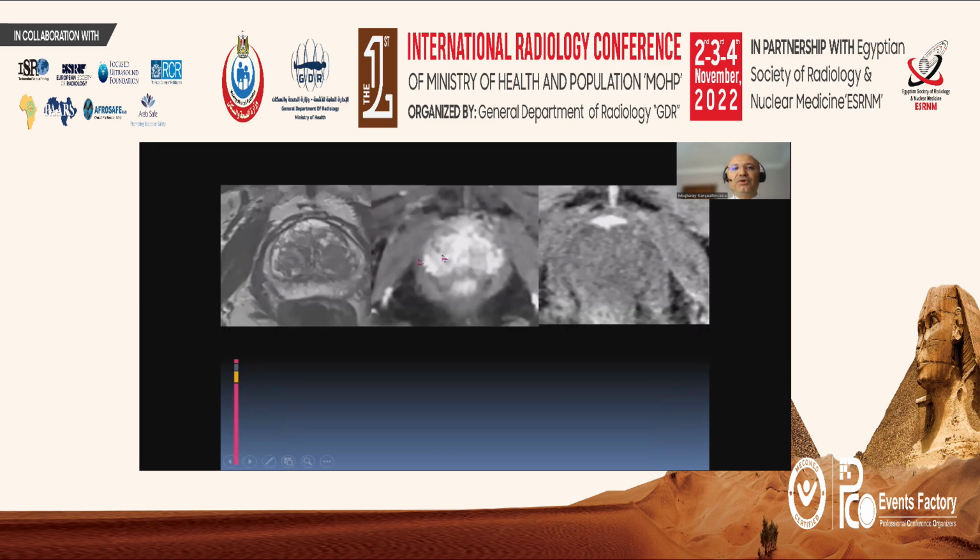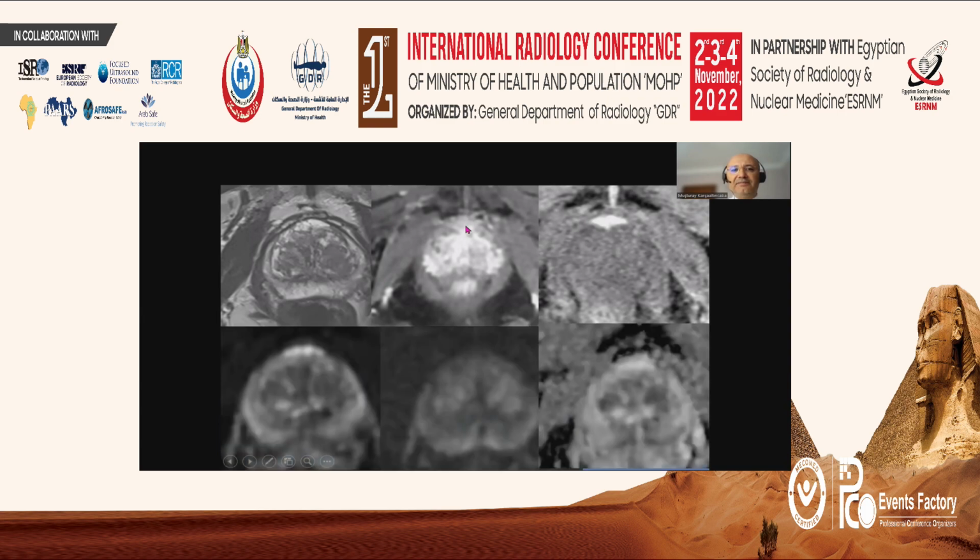And I want to show you another very interesting example. This was a slow flow in the anterior fibromuscular stroma. This is not a tumor. This is a pre-contrast T1 weighted image, and you can see that this is not actually enhancing. And on diffusion, there was no diffusion restriction.